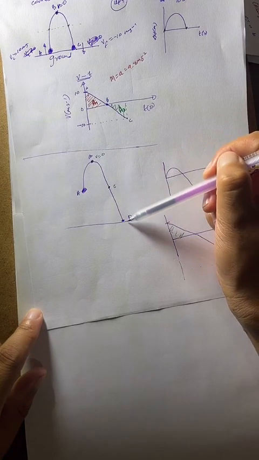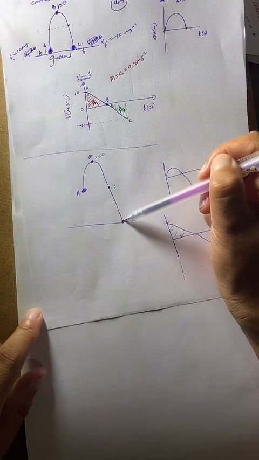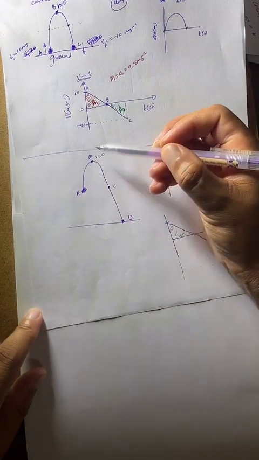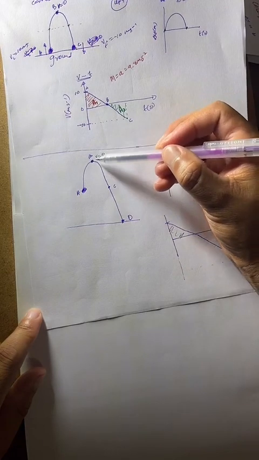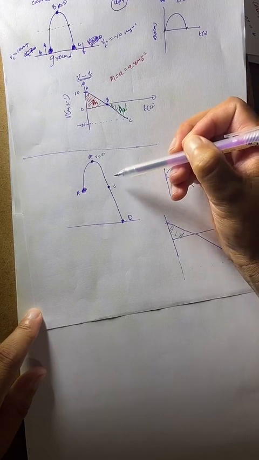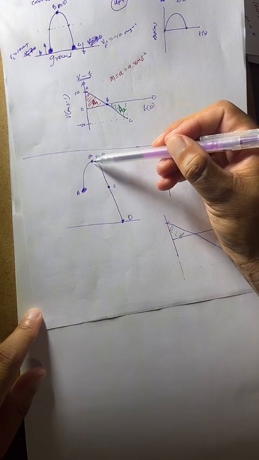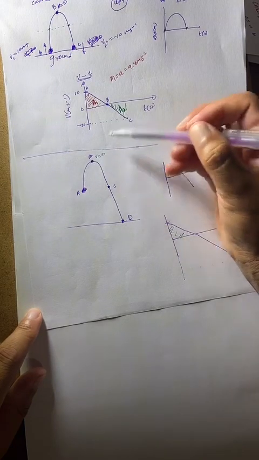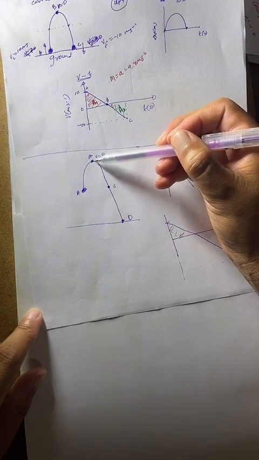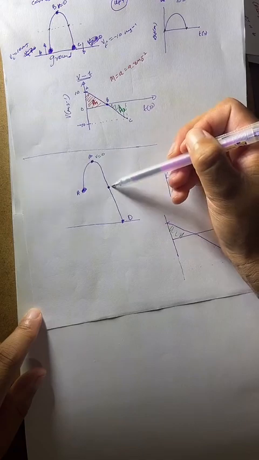The thrower leaves it, and then it drops at the point that is below the starting point. So the time it takes to move from A to B will be the exact same time it will take to move from B to C. Careful there. It's not the time it takes to move from B to D. No, it's the time it takes to move from A to B. It's the same time it will take the object to move from B to C.